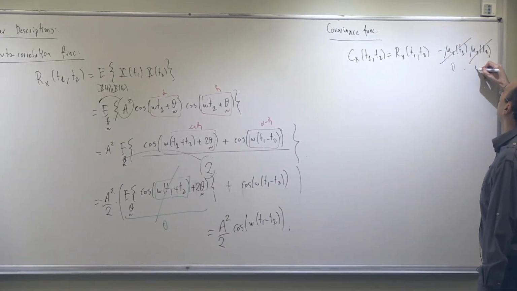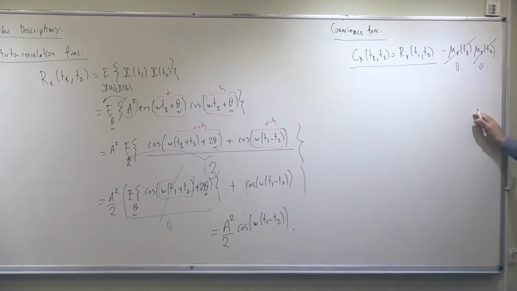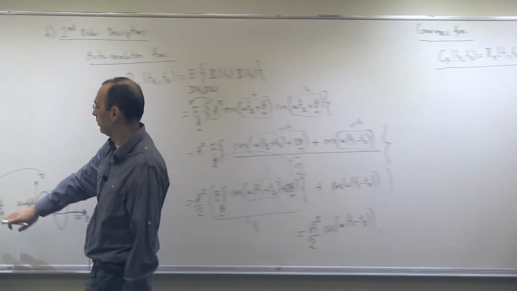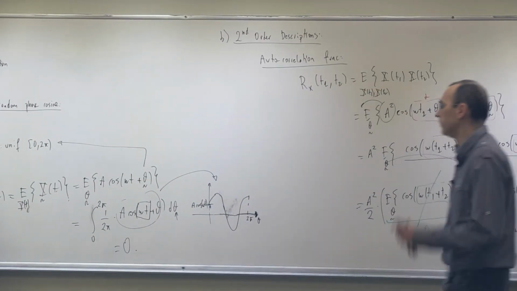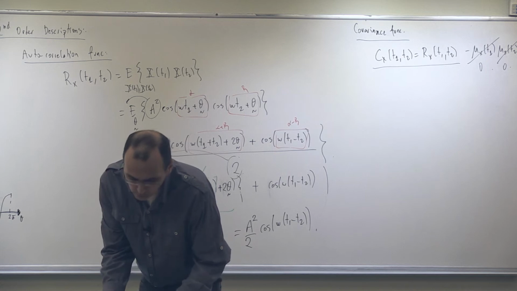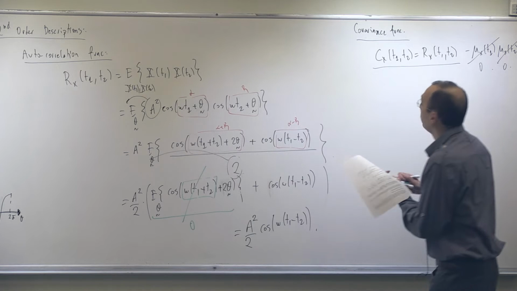Both of them are 0 times 0. So this is equal to this. So I have this: the covariance function is equal to the autocorrelation function, since this process is 0 mean. Okay, so that is the end. So you see that the moment descriptions are very easy. Let me write, very easy to find.